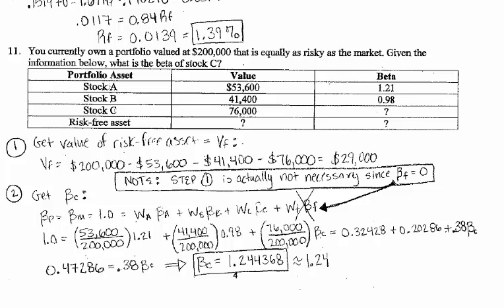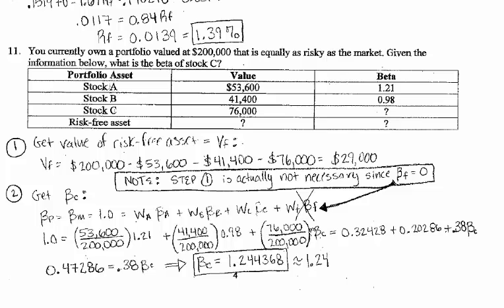Now, to get the beta of stock C, let me say that again, to get the beta of stock C, we're going to have to set up an equation like we did in a previous problem with the beta of the entire portfolio equal to the beta of the market equal to 1, and then you've got these weights, right? And we're going to sum up the weighted betas. So we're going to have the weight of stock A times its beta plus the weight of stock B times its beta plus the weight of stock C times its beta plus the weight of the risk-free asset times its beta.